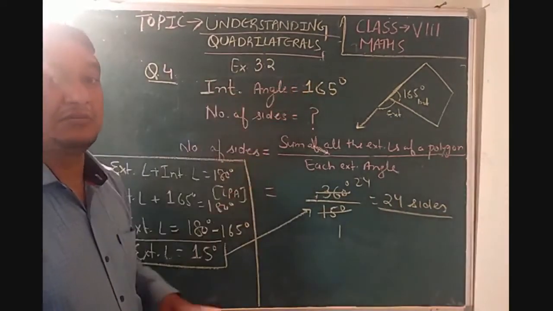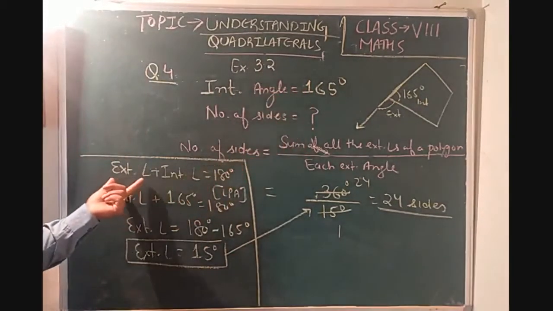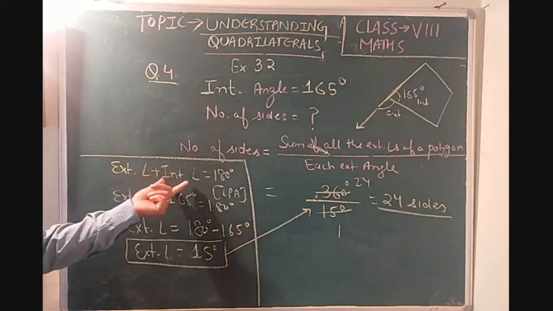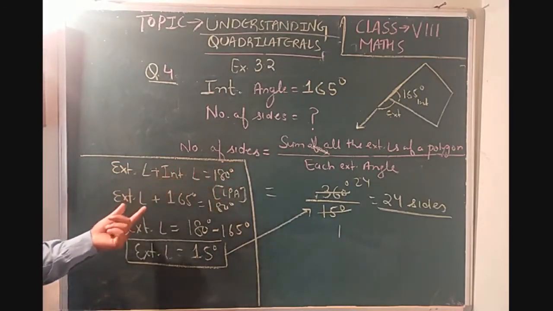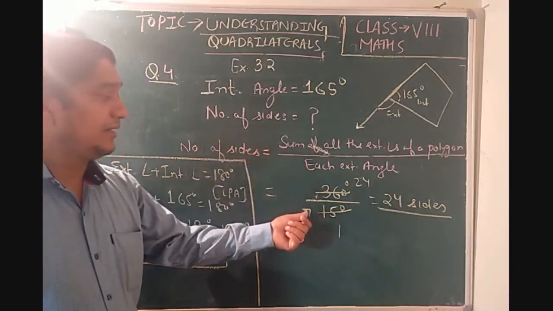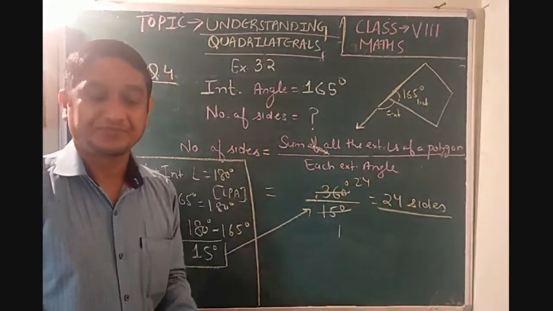So children, always remember, if the interior angle is given, we have to follow this concept. Exterior angle plus interior angle is equal to 180 degree, and from this we can find the exterior angle. Then we will divide 360 by the exterior angle. We get the number of sides.